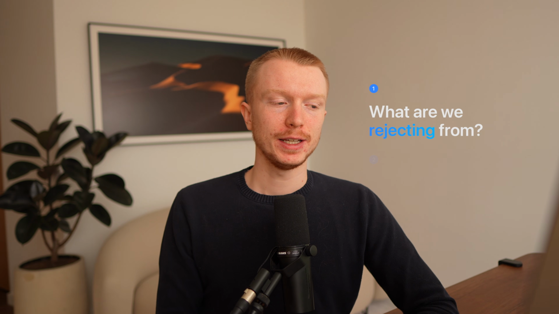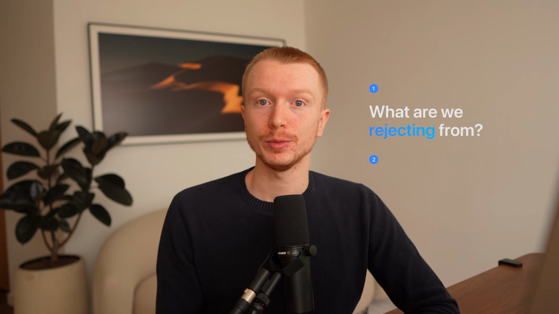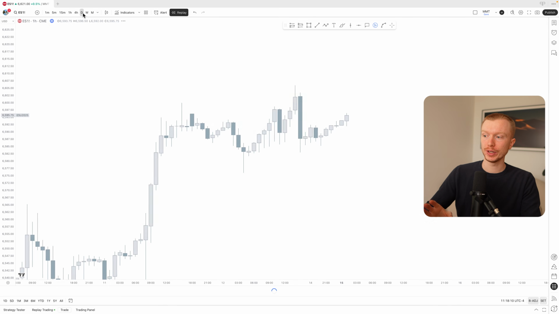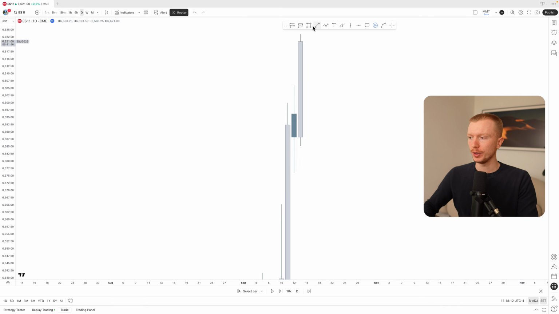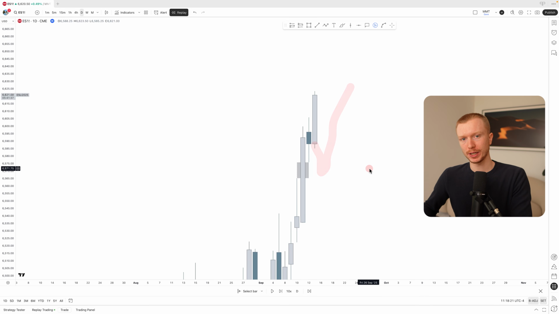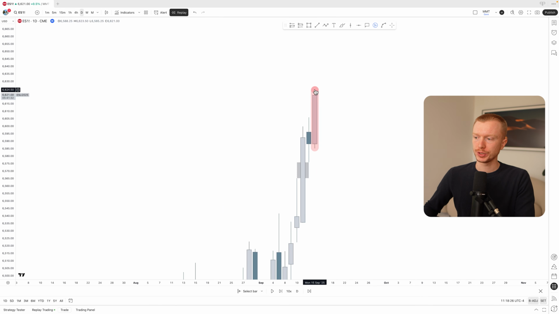Now, the second method is my absolute favorite, because that is about, again, what is preventing us from continuing higher. And I really want you to think about this, because a lot of people tend to get obsessed, for example, that we have a daily fair value gap right here that we might want to retrace back into to then continue higher from. But why do we not retrace back into it? Why do we already continue higher right here?